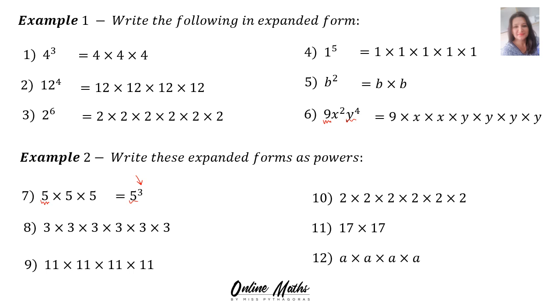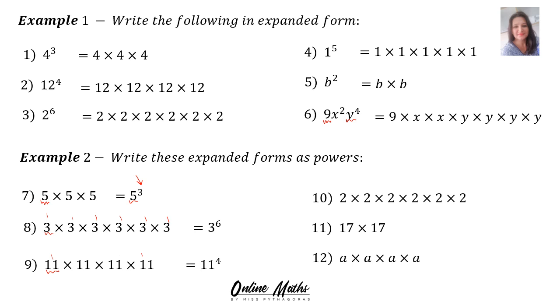Number 8. The base is 3 and how many 3s are there? 1, 2, 3, 4, 5, 6. So number 8 in that expanded form as a power will be 3 to the power of 6. Number 9, the base is 11 and there's 1, 2, 3, 4 of them. Therefore, it's 11 to the power of 4.